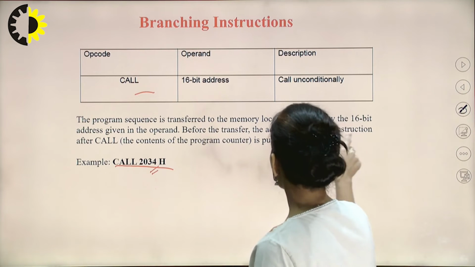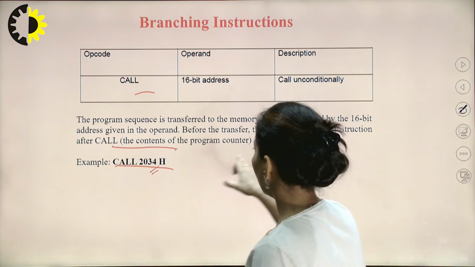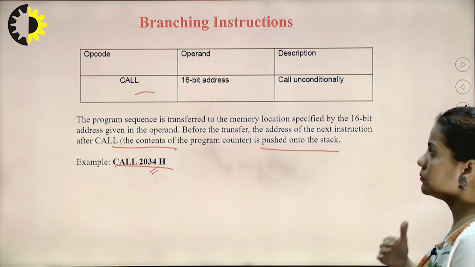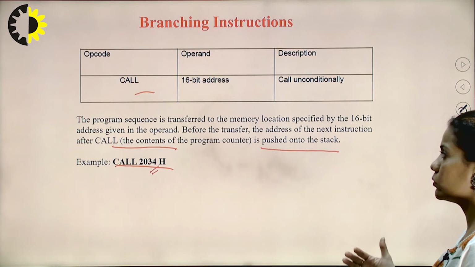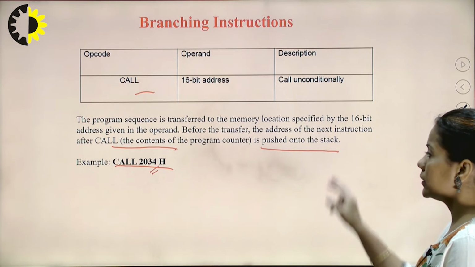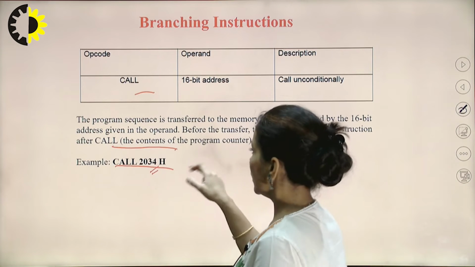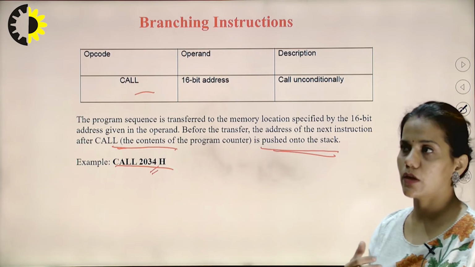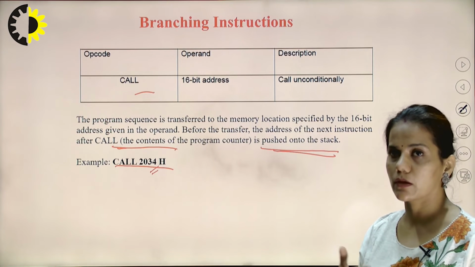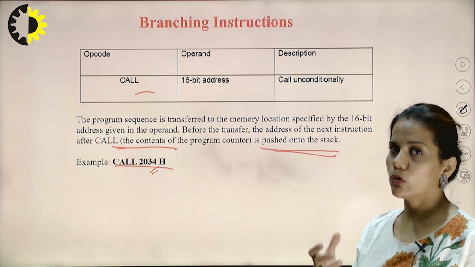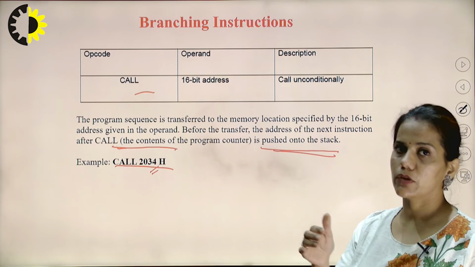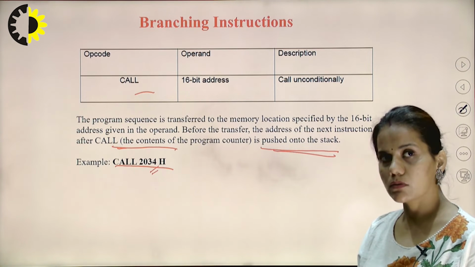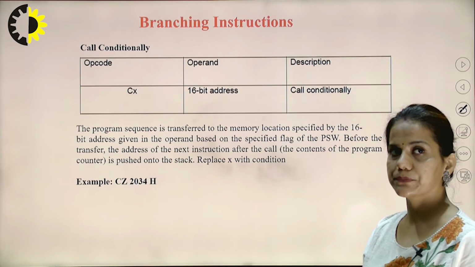Before the transfer, the address of the next instruction after the call is pushed onto the stack. So this is how it is happening, that before the transfer of the control, that is the transfer of the program flow, the address of the next instruction is pushed onto the stack, and after the execution of the return statement, the contents of the stack are again loaded into the program counter, and so we come back to the next memory location where we have left off. So this is how the sequence works.